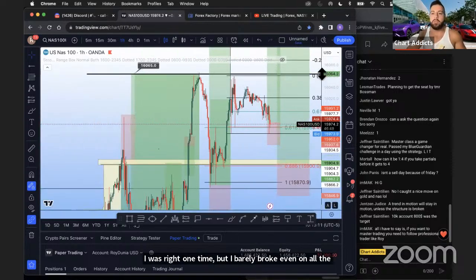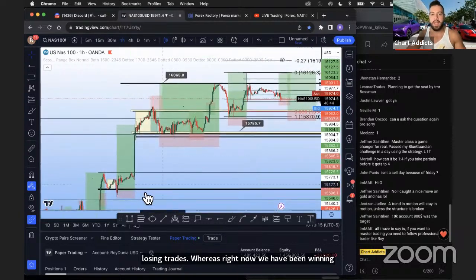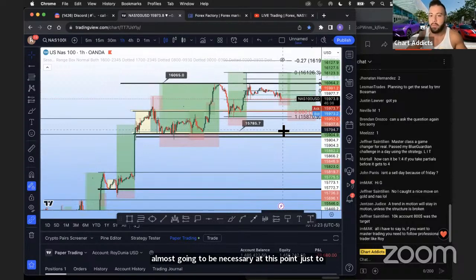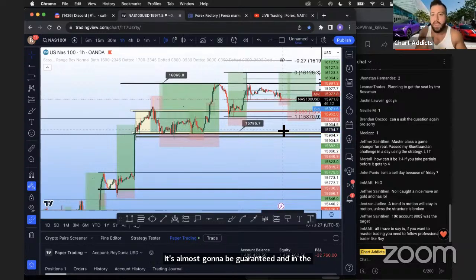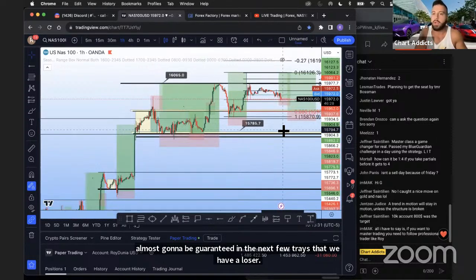Whereas right now, we have been winning for so long. We've been winning for so many weeks in a row together that if I lose this trade, it's almost going to be necessary at this point, just to remind us that losing is part of the game. It's almost going to be guaranteed in the next few trades that we have a loser, because we've been winning for so long. You can't keep winning like this.